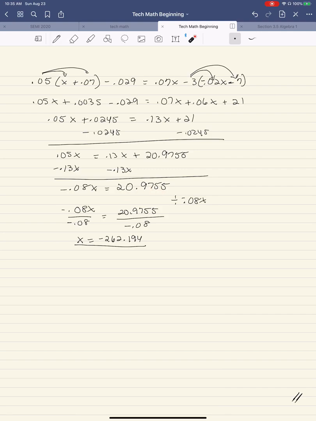Divide by same number, same sign. So negative 0.08, make sure you do a negative because they got to cancel out to leave a positive x back. Equals 20.9755 divided by negative 0.08. You get x is equal to negative 262.194.